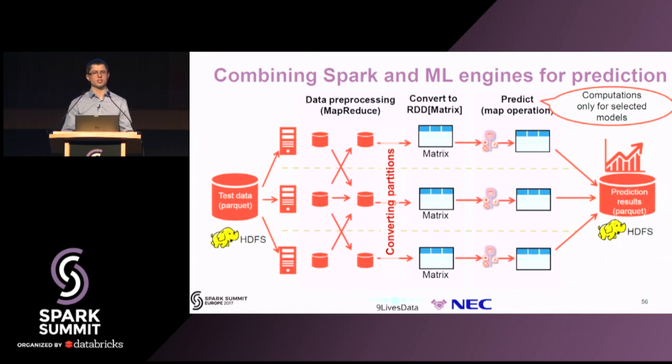And the last flow is a prediction flow. It is very similar to validation flow, and the only difference is that in this predict phase, we don't perform computation for all the models we have, but only for the best selected in the validation phase. And of course, we don't perform selection of best models here, as this is only prediction.